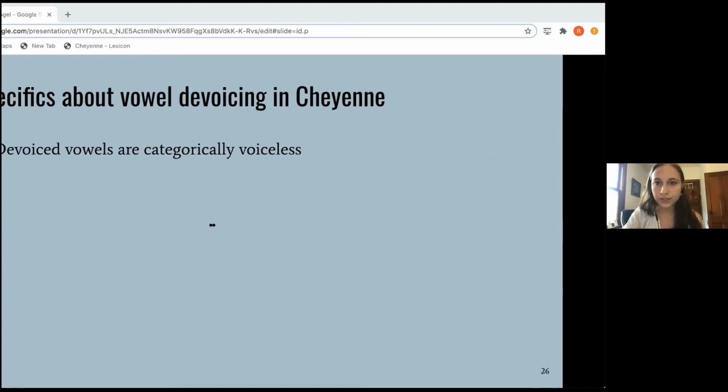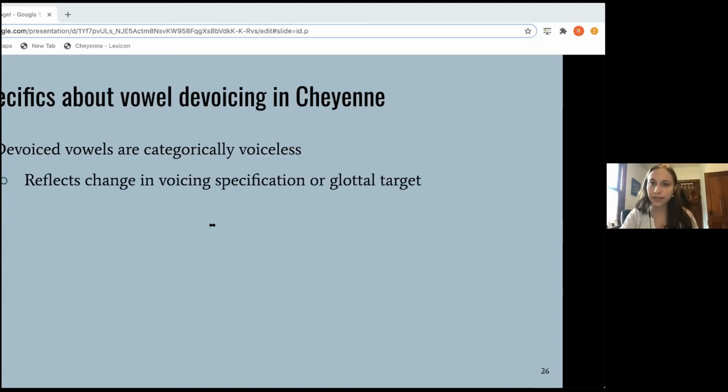First, we saw that devoiced vowels are categorically voiceless, with voicing ending sometime before the vowel starts. And I propose that this reflects a categorical change in the voicing specification or glottal target of the vowel as the result of a phonological rule or process. This is in contrast to the other possibility, which is often discussed in other literature on vowel devoicing, which is that devoicing is a phonetic effect of gestural overlap.